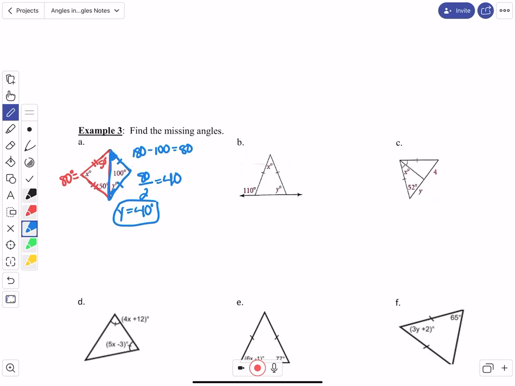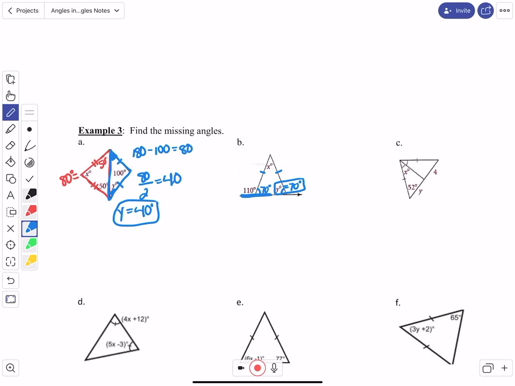Okay, so on B, we know that these markings mean that these are the same. Therefore, we have an isosceles triangle. These are the same. Now, here is a straight line. So if this is 110, we know that on that line it's 180 degrees, which means this angle would have to be 70 degrees. Now, it's not asking for that angle, but we know it's an isosceles triangle. Therefore, y is going to be 70 degrees. That helps us figure out y.